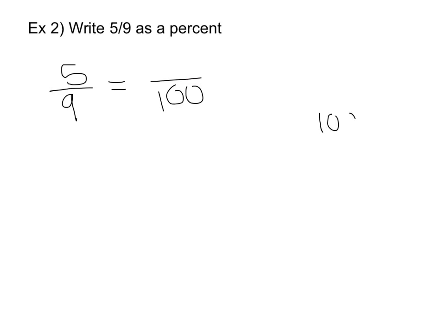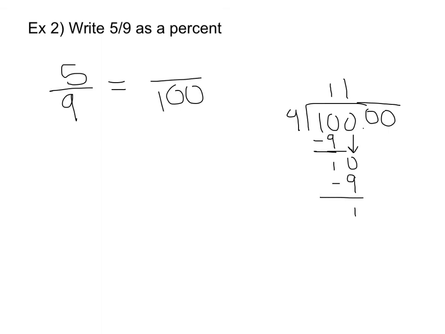Take my 100, divide that by 9. 9 goes into 10 one time. Bring down my 0. 9 goes into 10 one time. Again, you can always add a decimal and as many zeros to the right of your decimal as you want to. Again, I'm seeing a pattern. Go 1 to the right of my decimal. My decimal comes straight up, and I'm getting 11.1 repeating.